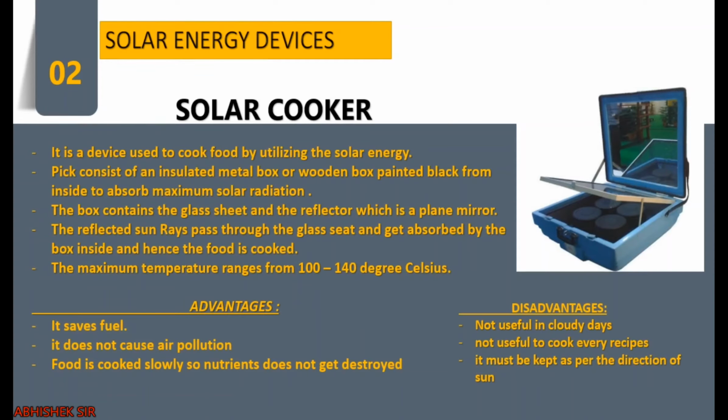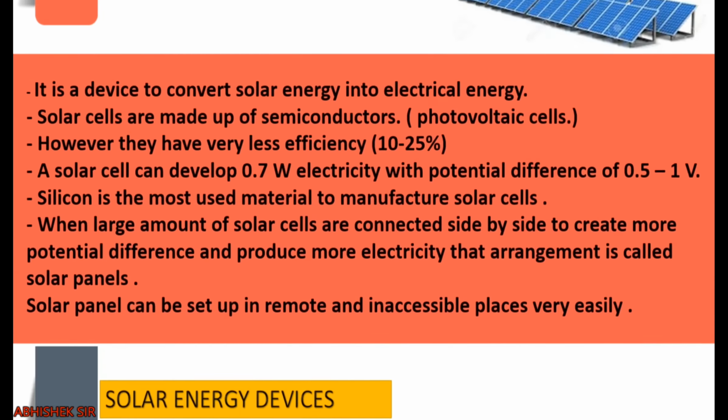But the disadvantage again: not useful on cloudy days, not useful to cook every recipe, and most importantly we have to keep the direction as per the direction of the sun. So that is why the solar cooker is not very much utilized in daily use, as you can observe in your surroundings.